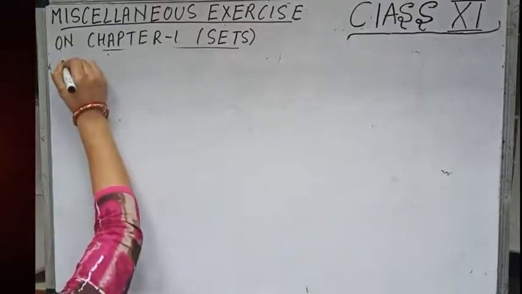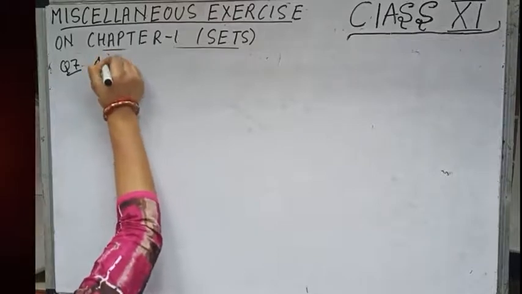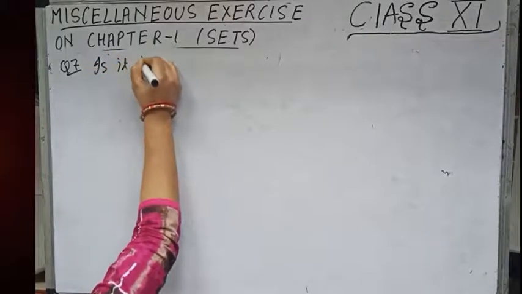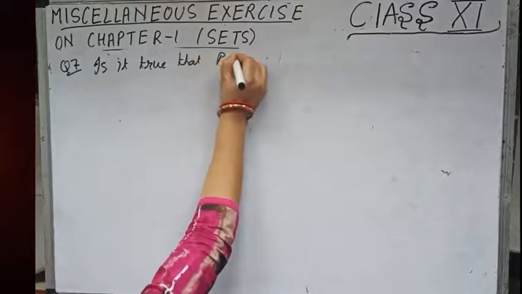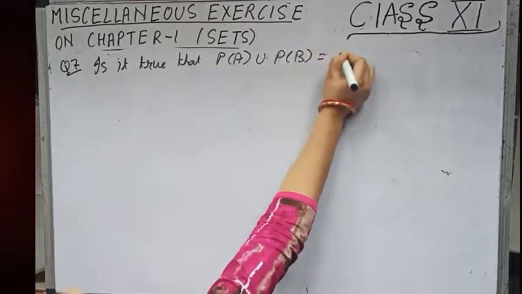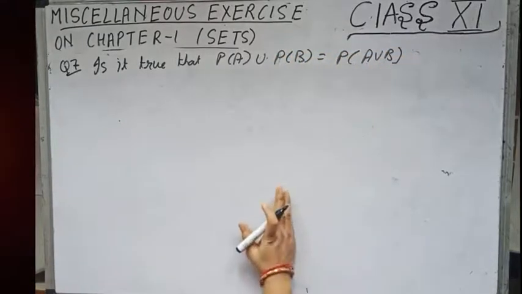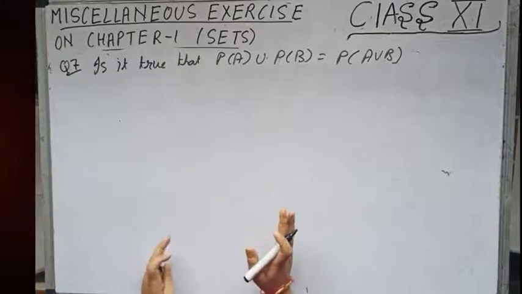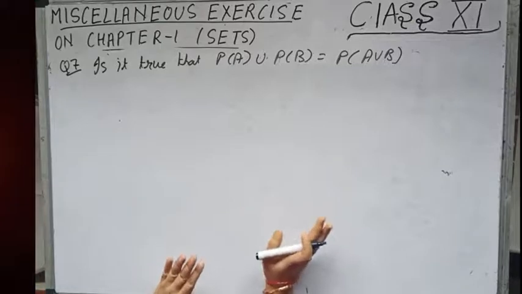Now question number 7 is, children, is it true that power set of A union power set of B equals power set of A union B? To answer this, children, again I repeat, the concept of set and power set should be clear.